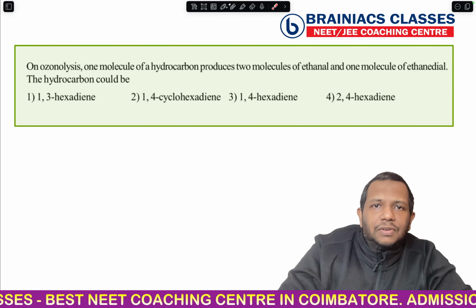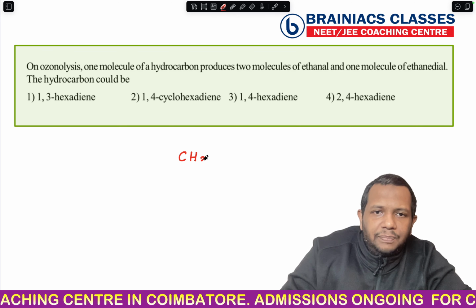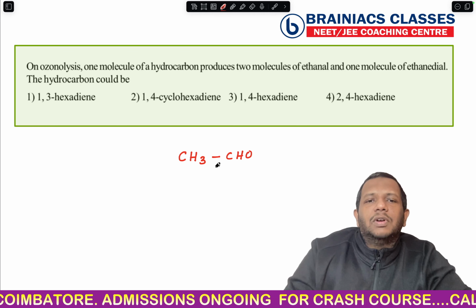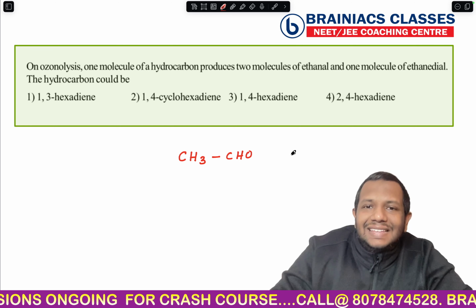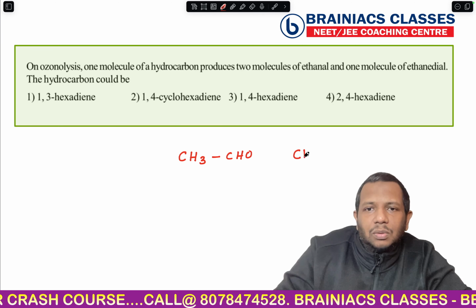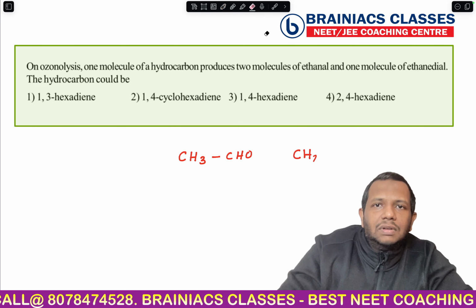So what is ethanal first? I will write for you. Ethanal is CH3CHO. Why ethanal? Because there are two carbon atoms and an aldehyde. So this is ethanal. And what is ethane dial? Ethane dial, that's what they are telling. So ethane dial means, you can see here.